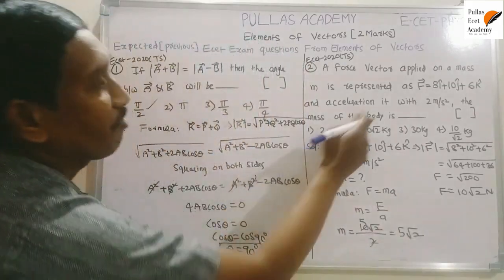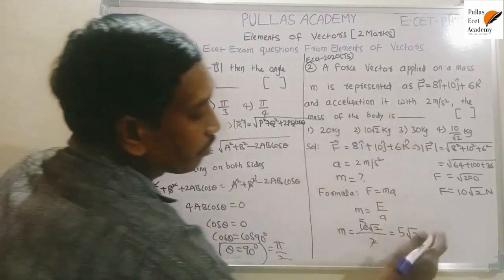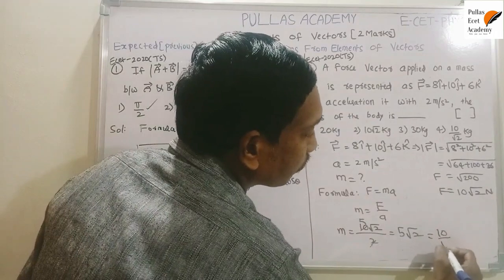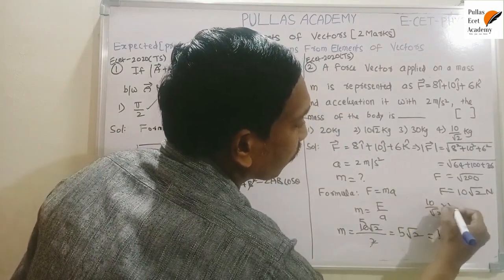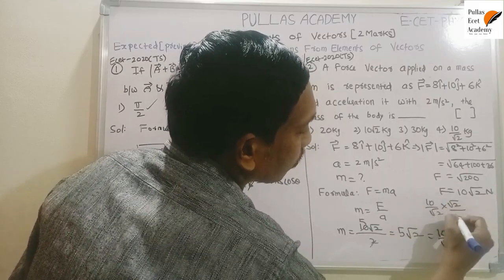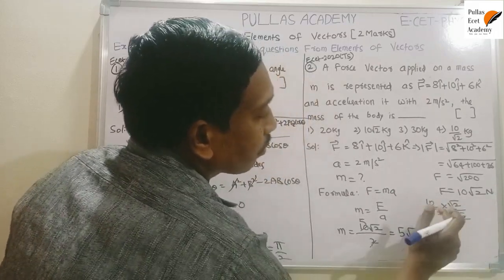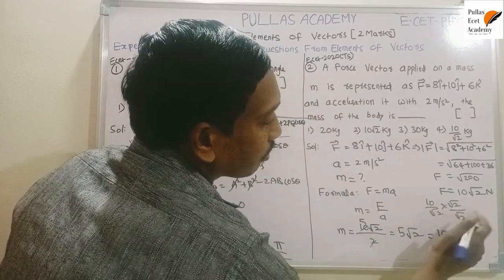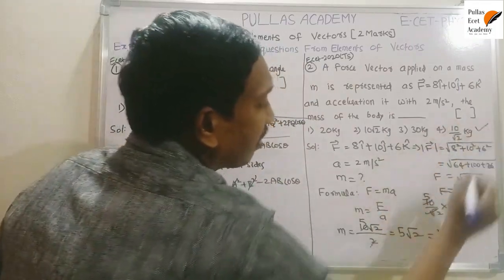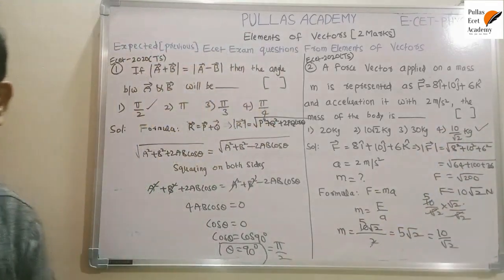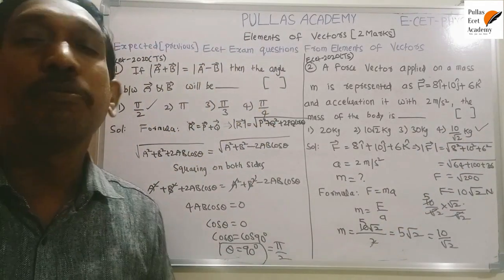But in the options, 5 root 2 is not given. So 5 root 2 is similar to 10 by root 2. How can we understand this? Suppose 5 root 2, if you multiply and divide with root 2, then root 2 into root 2 is 2, and 2 into 5 gives 10 by root 2. It is similar to that. So which is correct here? 5 root 2 is similar to 10 by root 2. This is the suitable answer.